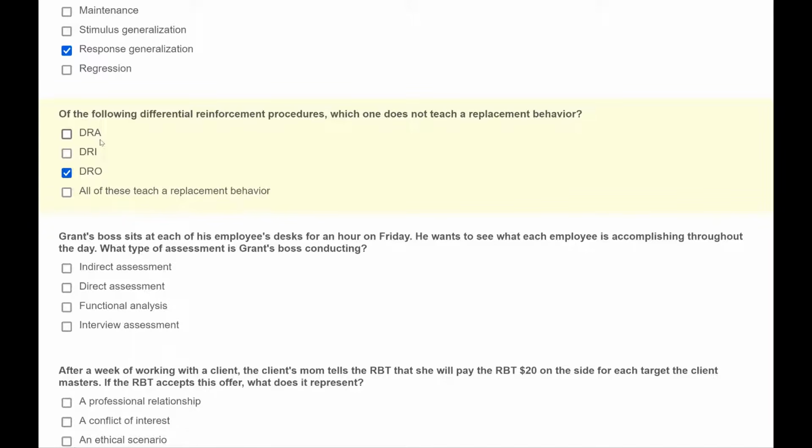Key difference between these 3, okay? DRI and DRA are very similar, right? DRO kind of lives in its own little category. So of the following, which one does not teach a replacement behavior? It's going to be C, DRO.